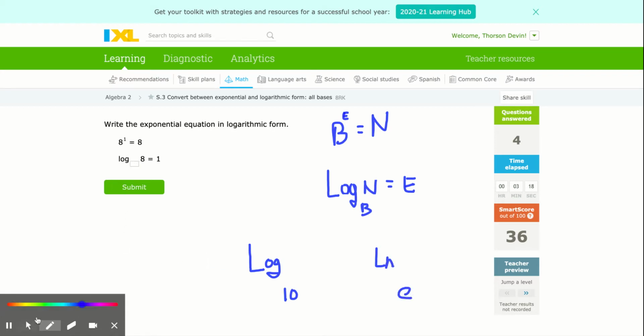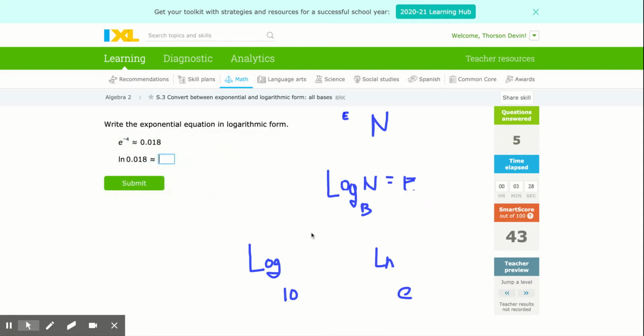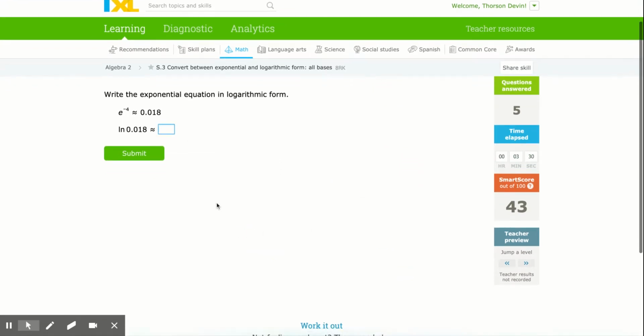So here, all I've got to type in is base 8. 8 is the base of my exponent. It must be the base of my logarithm. If you have questions on this, please do bring them to class.